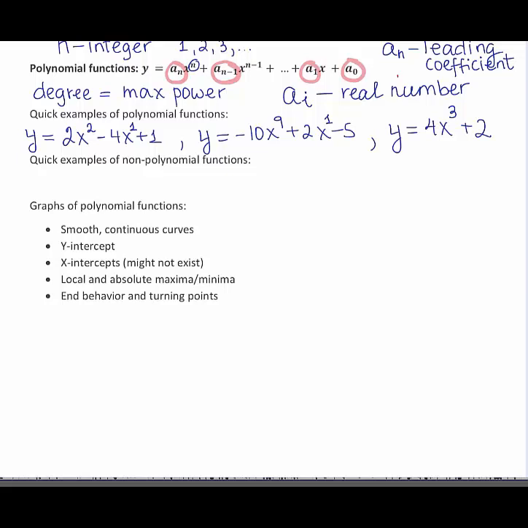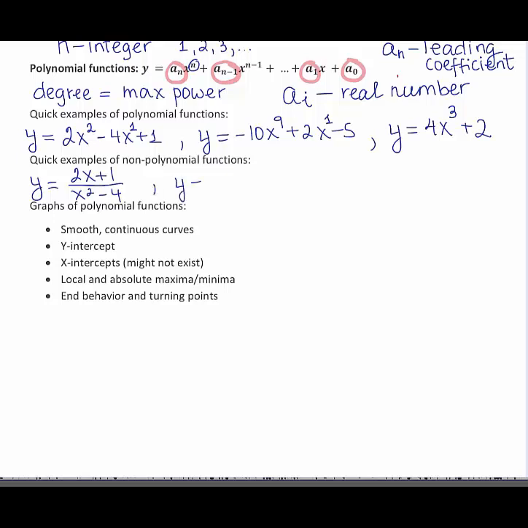Now let me give you quick examples of functions that are not polynomials. So something like this, 2x plus 1 over x squared minus 4. That's not a polynomial function. It cannot be put in the general form. We have division of two polynomials, and we're going to consider these functions to be rational functions, right? And we're going to learn about them in our next lectures.